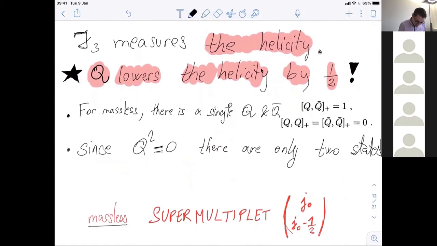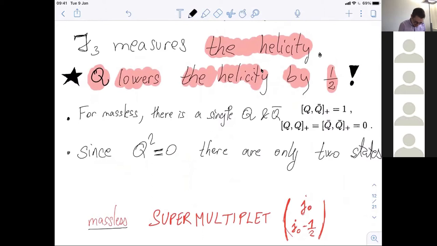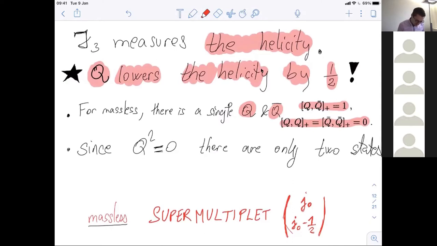So one technical thing, remember that Q had indices. One can show that in the massless case, with a bit of algebra, there is only a single Q and Q bar which obey these relations. This is specific to the massless case. And what follows from this is that, for example, Q square is zero. Why? Q obeys the anti-commutation relations, for example this one, and this one says that Q times Q plus Q times Q is zero, meaning that Q square is zero.